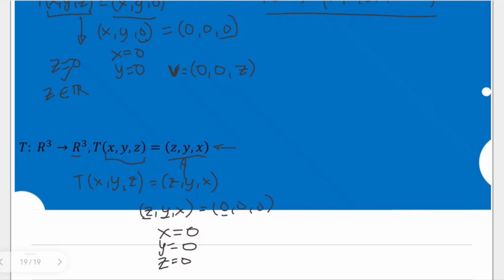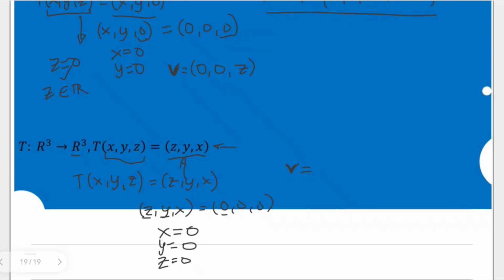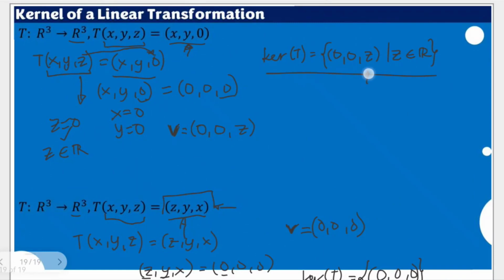This means the vector that will make this result equivalent to the zero vector is the vector with components 0, 0, 0. And since the kernel of T is a set, we simply include here the set containing (0, 0, 0). We don't have other values here because we have exact values for x, y, and z, unlike earlier where we treated the third component as z itself.